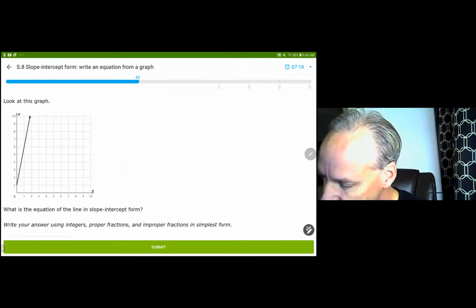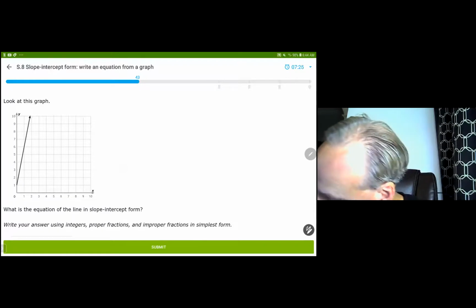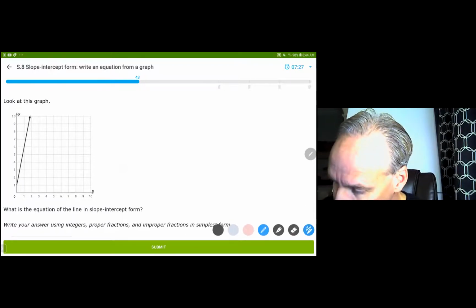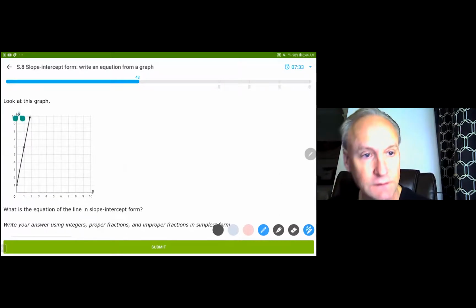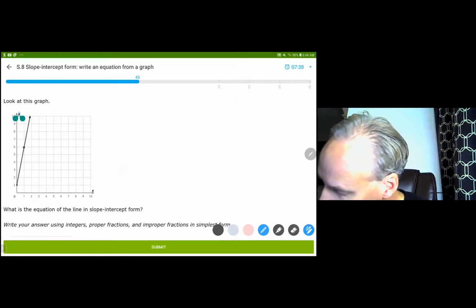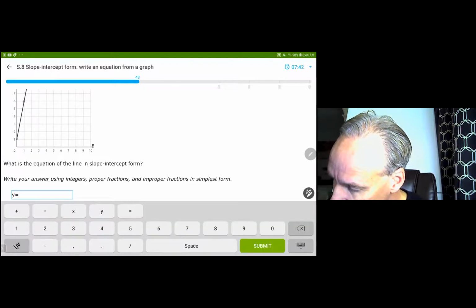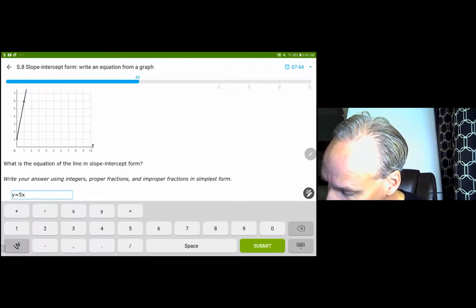That's good. This one's going through 0, 1, and it looks to me like it has a slope of 5, not 6. Be careful, that's a really common error. Notice that it starts at 1 and then ends up here at the 6. So it only went up 5 over 1. So that would be y equals 5x plus 1.